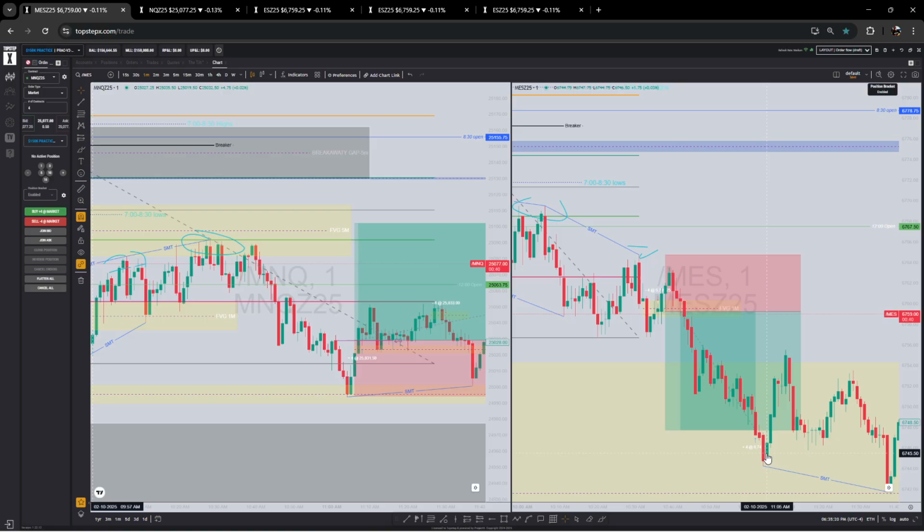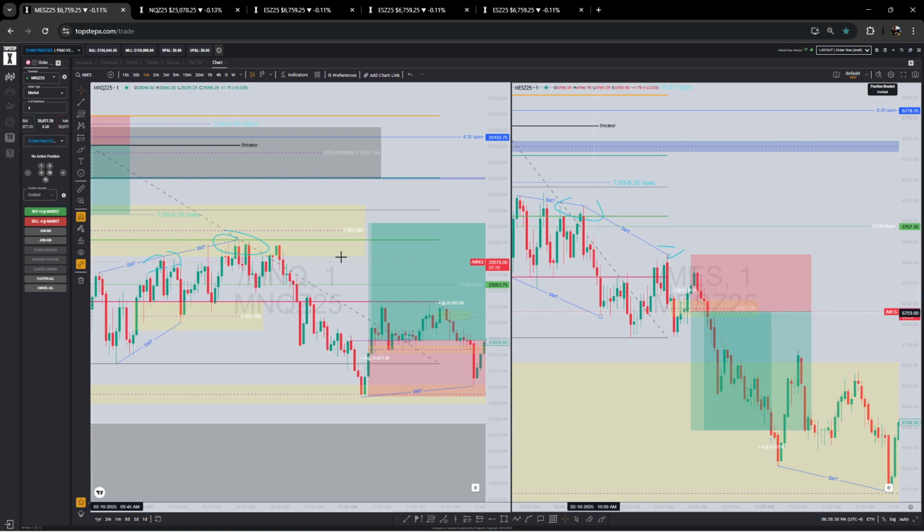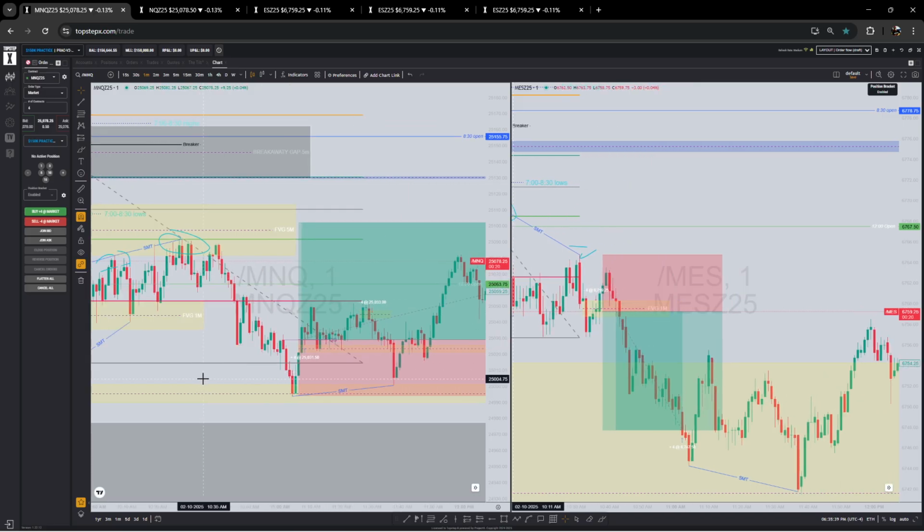It's the 4 hour FVG on NQ. We came into it right here. So a 1 to 2 RR was hit on ES. I made $200 and something with those 4 contracts. So guys, after we hit the 4 hour FVG, we got displacement out of this range.